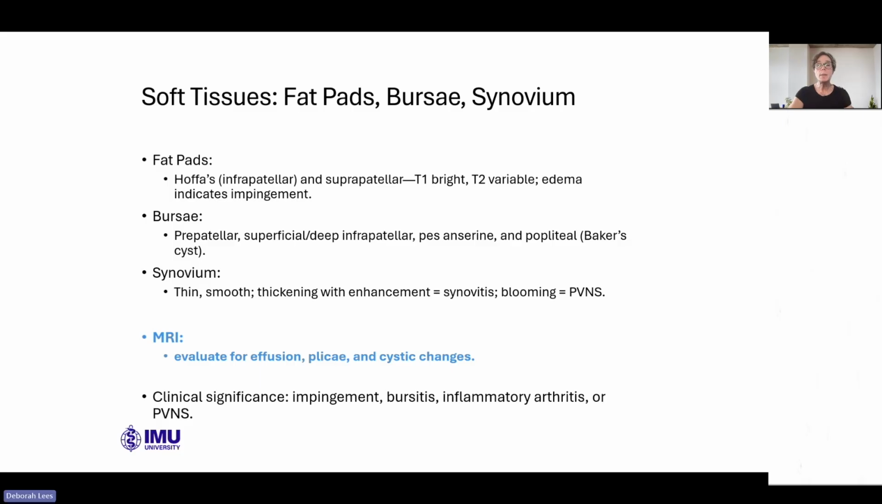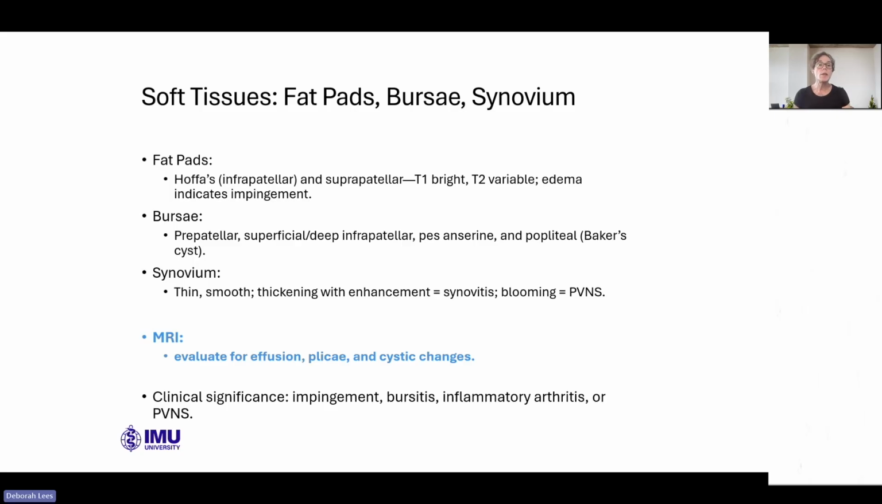Okay. Soft tissue, fat pads versus synovium. You've got your Hoffa's fat pad, which is at the bottom end of the patella and at the top end of the patella. It's normally bright because it's fat, so it's bright on your T1. It's variable on T2 depending on any pathology that's there, and it can impinge. So it is a source of pain if people have knee issues. There are various bursae around the knee. Your bursae are folds of synovium, and that essentially is a lubrication way. It's a way of structures moving over each other, reducing the friction and the irritation.